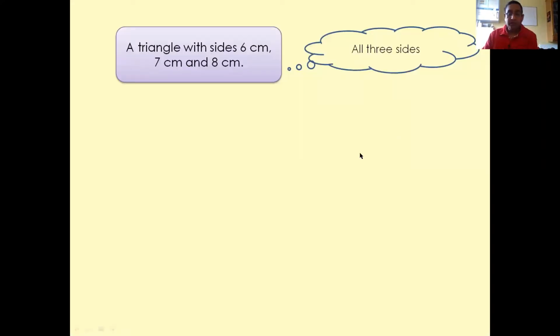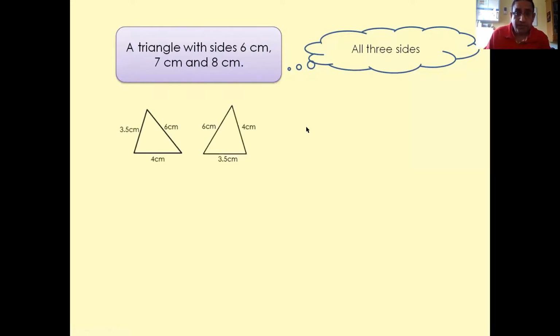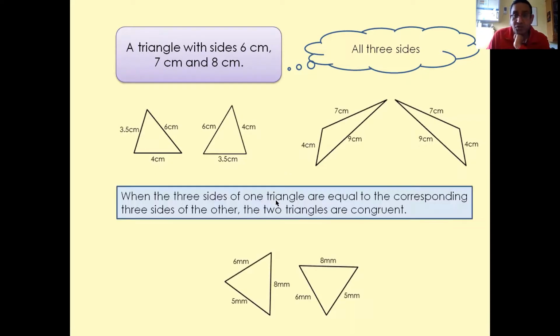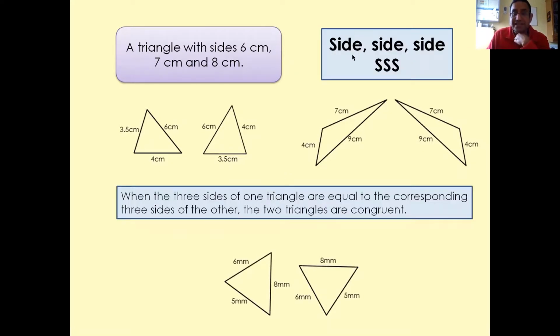So let's discuss all the rules we're going to use. The very first rule: two shapes where all the corresponding sides are equal. For example, in these two triangles and these two triangles, all three corresponding sides are equal. If that's the case, the rule we're going to use is side, side, side. That is exactly what we're going to write in the exam.